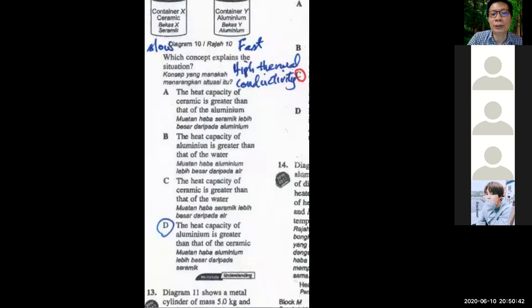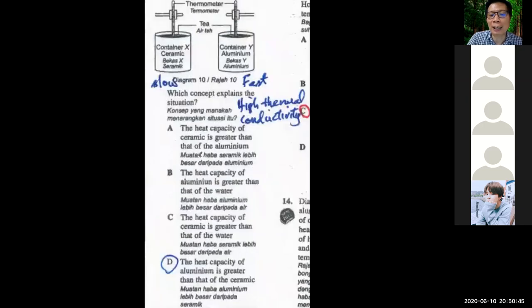Let me explain to you why D is the best among these. It is the best already because it says the heat capacity of aluminium is greater than the ceramic. Heat capacity big means it will absorb more heat and then keep it. Because bigger specific capacity means it can store more heat, so it will absorb more heat from the water. This one has smaller specific capacity, so it absorbs less heat. So this one absorbs and stores more heat, so the water cools down faster. So the best answer is here.